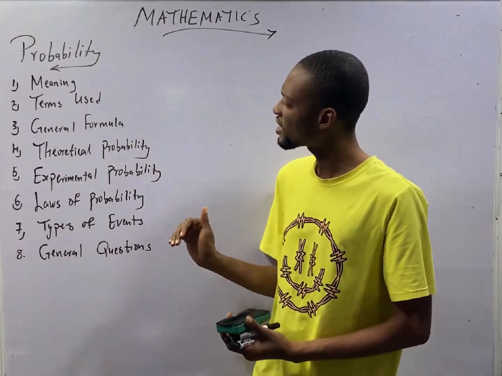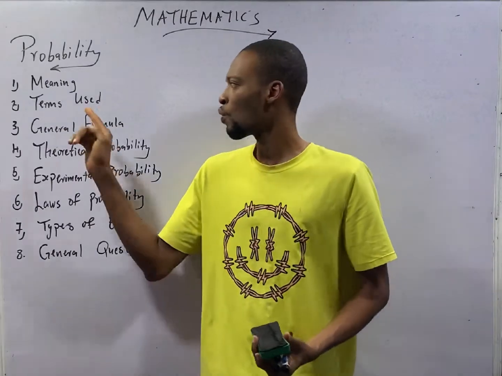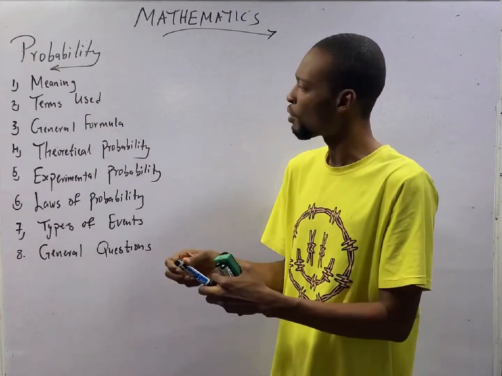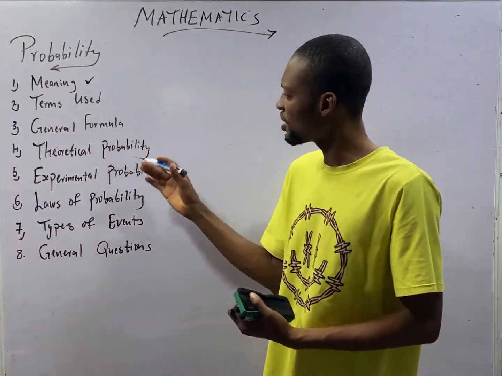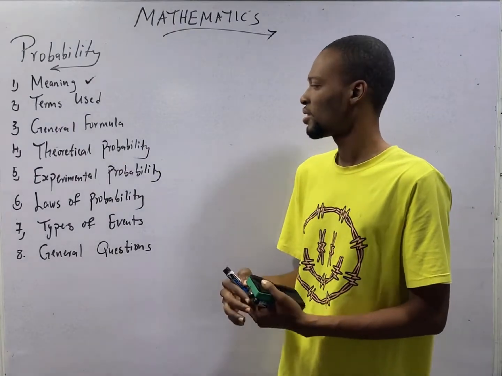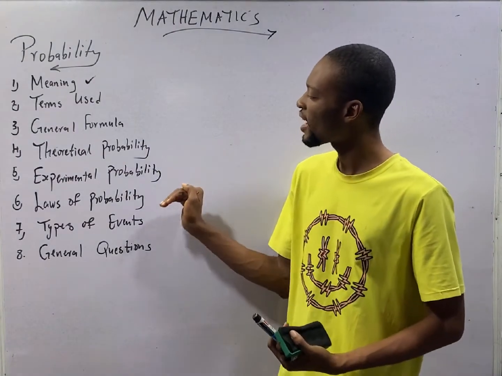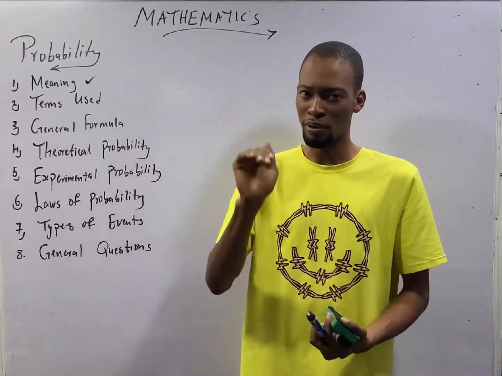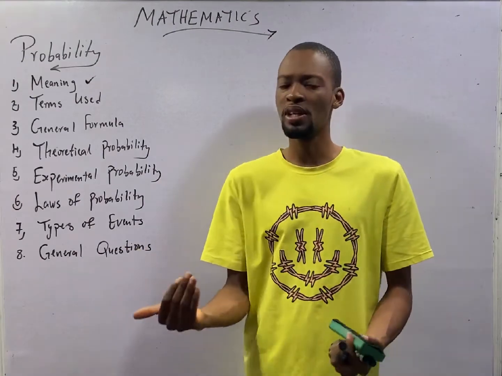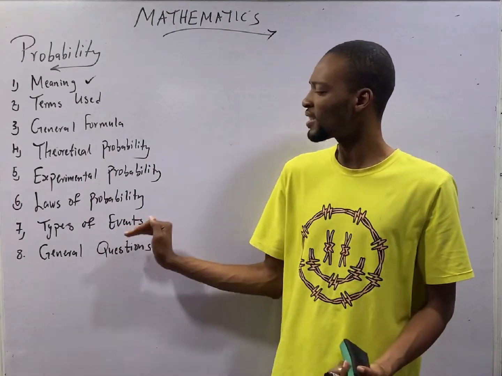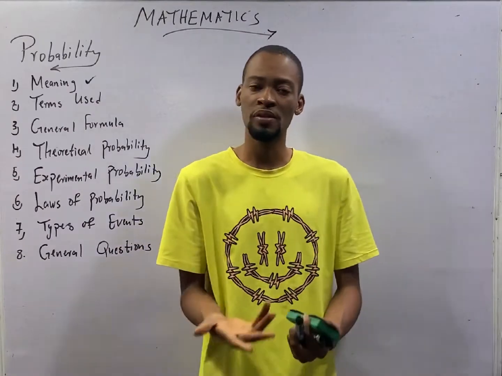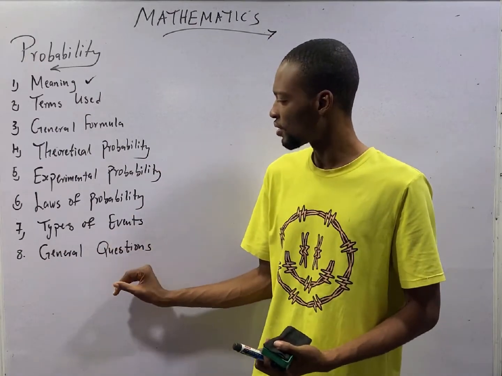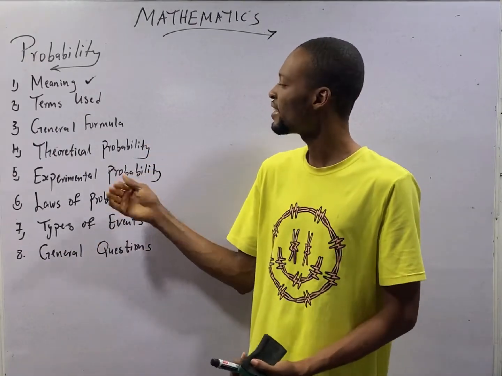Now, this class will follow the pattern. 1. The meaning of probability. Terms used in probability. Then, the general formula in probability. We shall also look at theoretical and experimental probability. Then, the laws of probability: addition and multiplication laws. Then we shall look at certain types of events, mutually exclusive events, and so on. Then we shall look at general questions as well as some things not listed here.